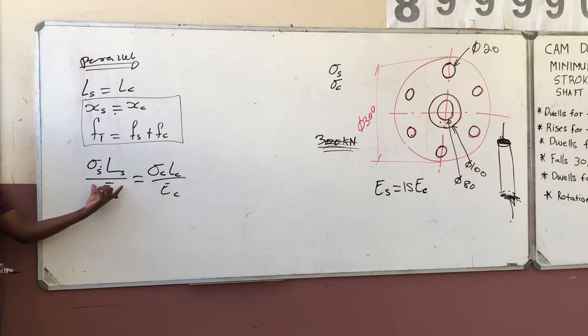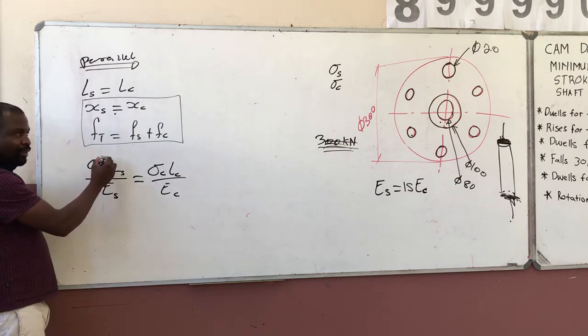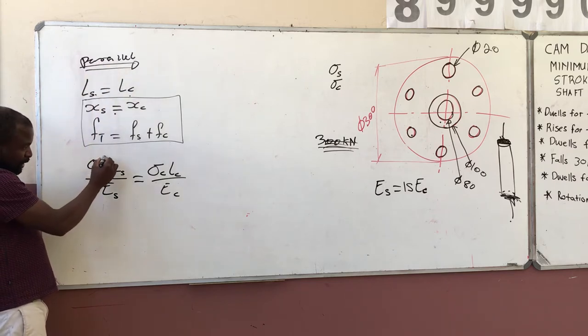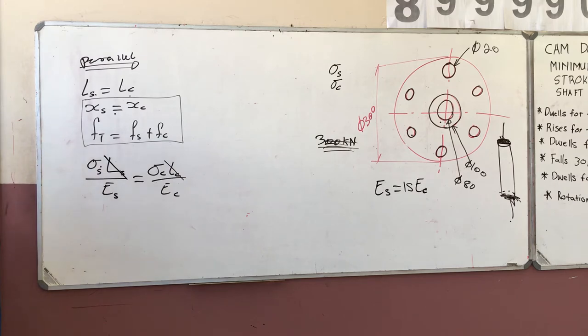Does changing length use this formula? It does. What about the length? We said the lengths are equal because they are connected in parallel, right? Yes. So mathematically, if these two are equal, they can cancel.